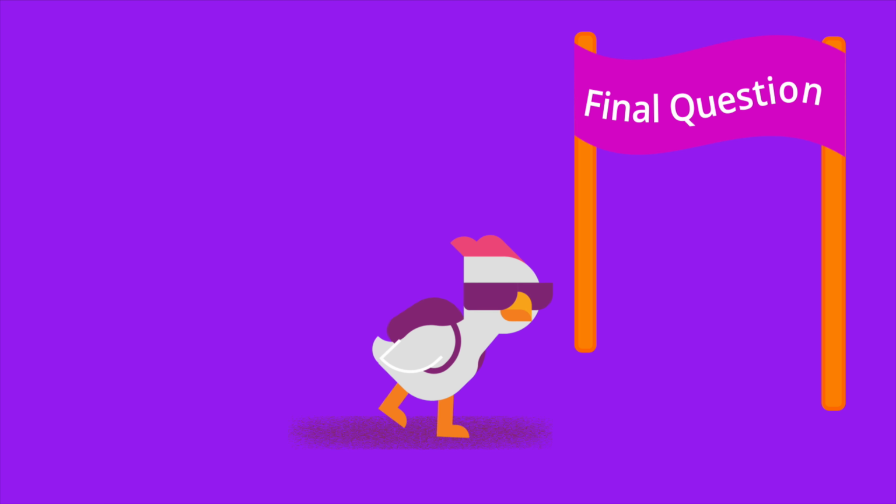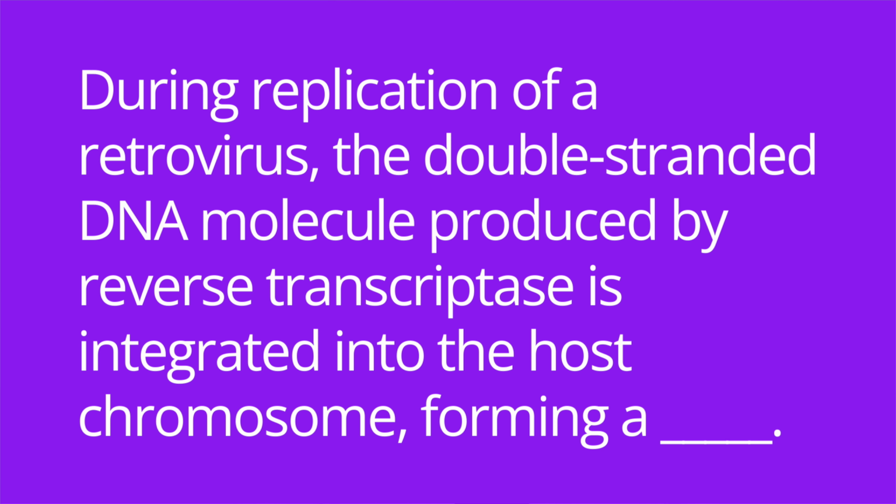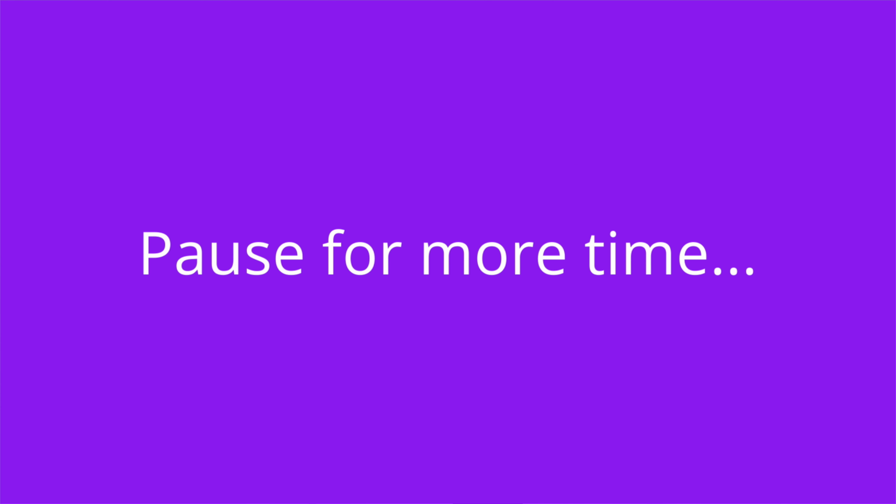And number 3, during replication of a retrovirus, the double-stranded DNA molecule produced by reverse transcriptase is integrated into the host chromosome, forming a blank. The answer is provirus.